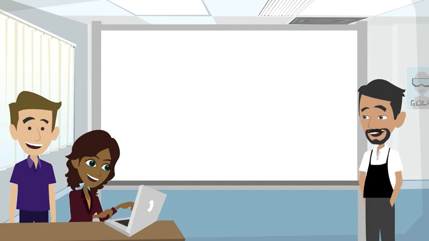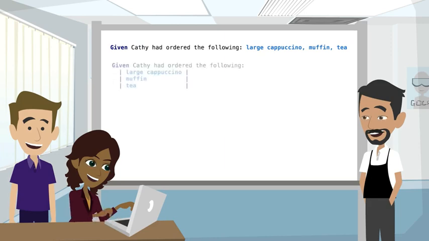If we wanted a bit more flexibility, we could put the items in a list, like this. Given Kathy has ordered the following: large cappuccino, muffin, and tea. This reads less smoothly than our previous example, but it does let you put as many items as you want in the list. But a list format like this can make the line a little bit hard to read because it can become quite long and go off the edge of the page. Another option is to use a single column table like this one. Here we don't have a column header, we just have a list of values that will get passed in to the step definition methods.